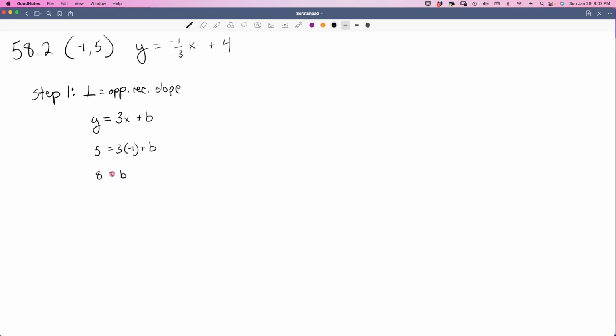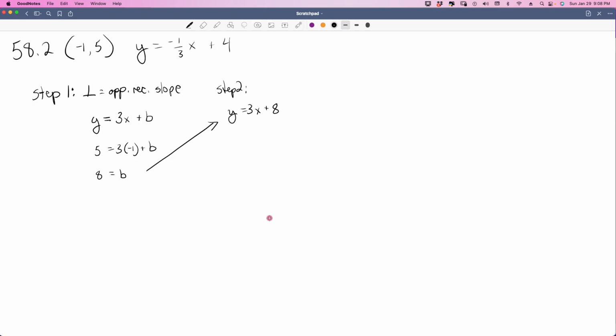So now we can rewrite this line. So step 2 is going to be y is equal to 3x plus 8. So we took that and rewrote that perpendicular line that way.